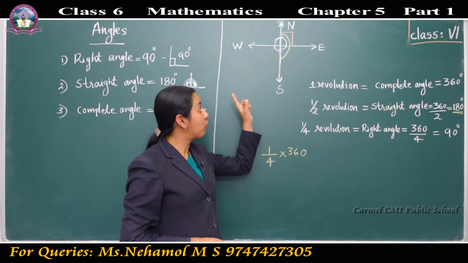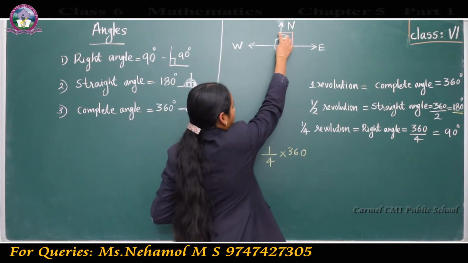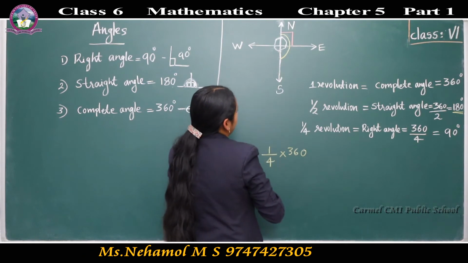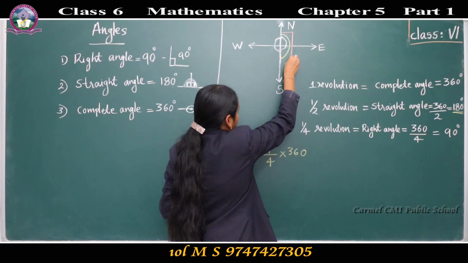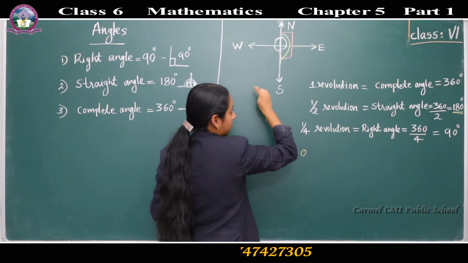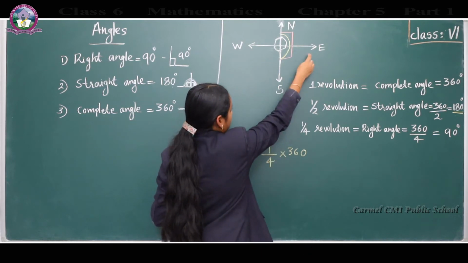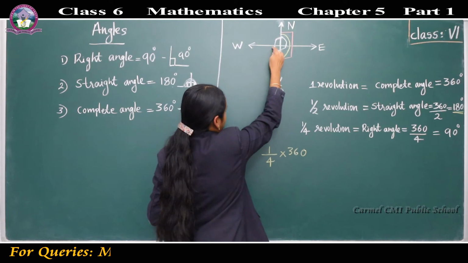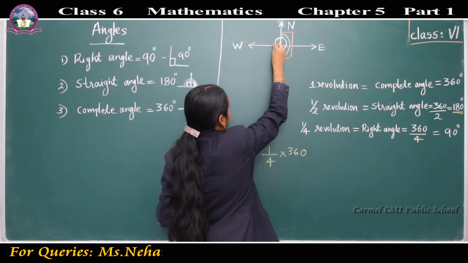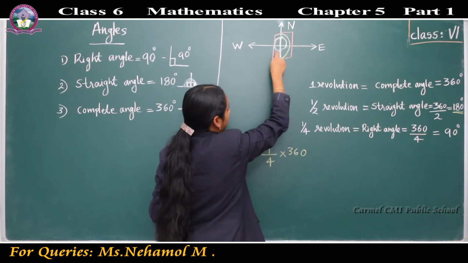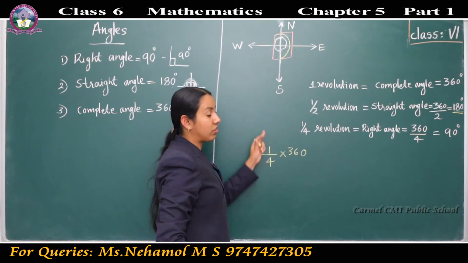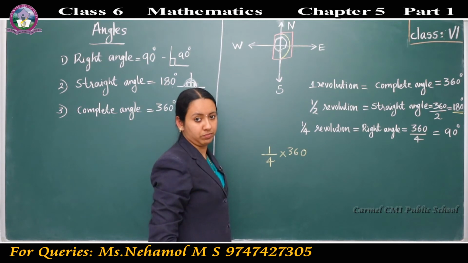Here we have 4 right angles. North to east, 90 degrees. Then east to south, this is also 90 degrees. Then south to west, 90 degrees, and west to north, 90 degrees. 1, 2, 3, 4. Four right angles are here.